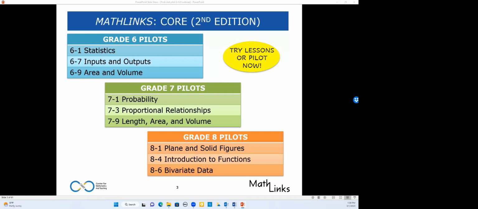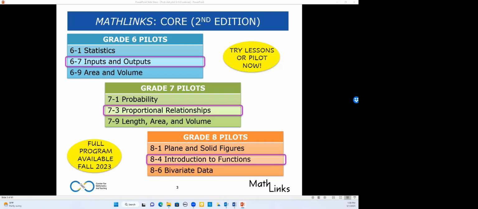The ideas we'll be sharing with you today are taken from our second edition of our MathLinks courses. Here you see 3 units per grade level that are ready to try. We call each of these units a packet because they are offered in a consumable packet format. You'll see that they are much more than what people think of as a workbook. So stay tuned for examples. The full 10 packet course will be available this upcoming school year.